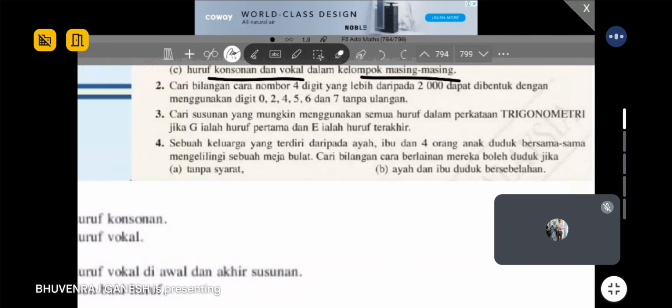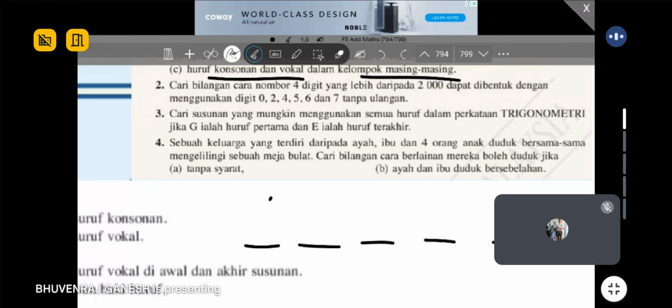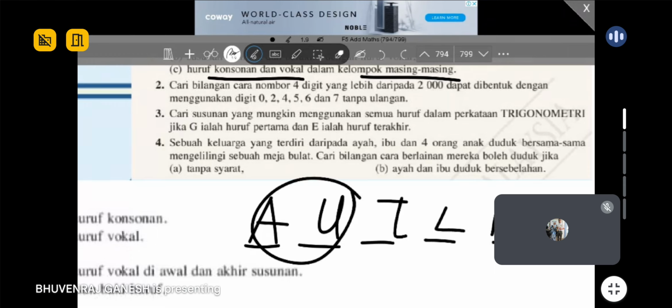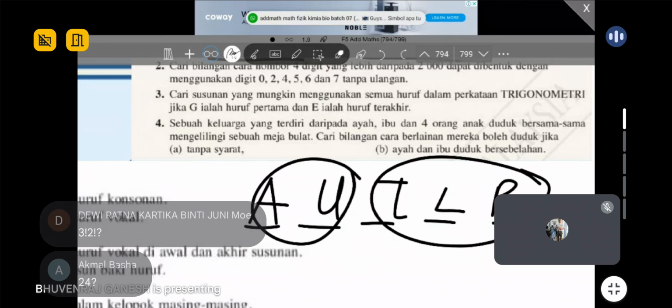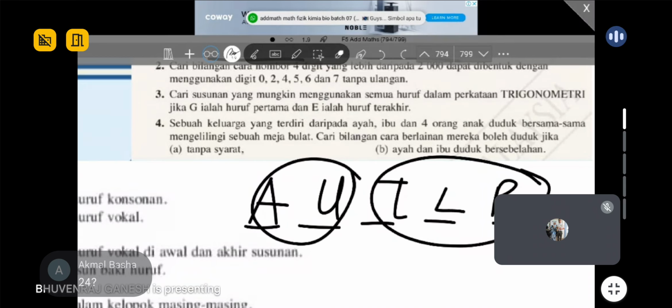So how? They must be in their same group. So means that it's something like this. AU, one group, TLR, satu lagi kumpulan. So how many ways can I arrange this? This one also quite simple. I think you can get the answer. Yes, correct. The answer is 24.